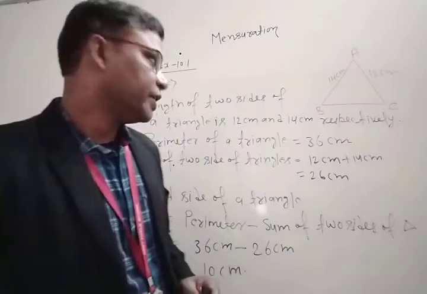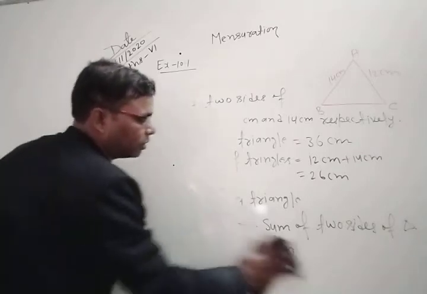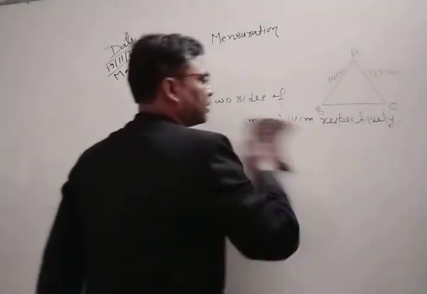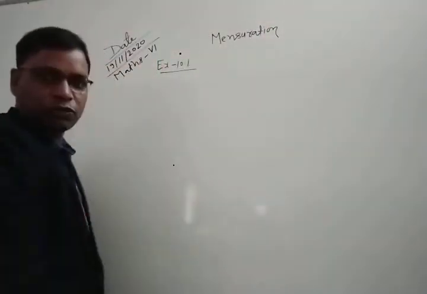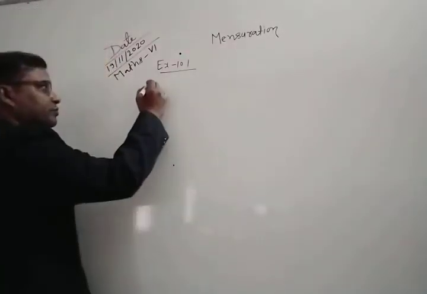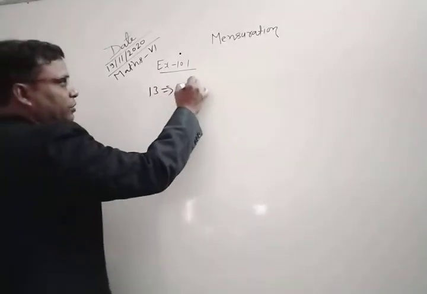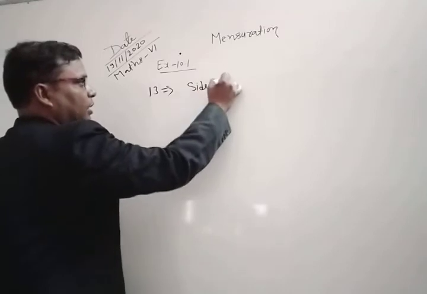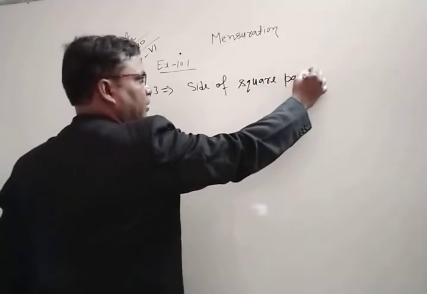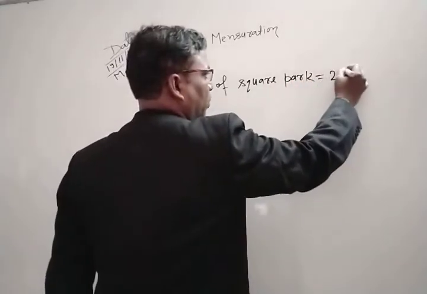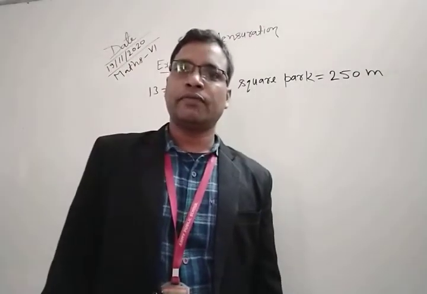So let's see. First we erase this. After this we start question number 13. In question number 13, a square park is given. What is the side of the square park? The side of the square park is given here, 250 meters. Okay. So first you find what? You find the perimeter of the square park.